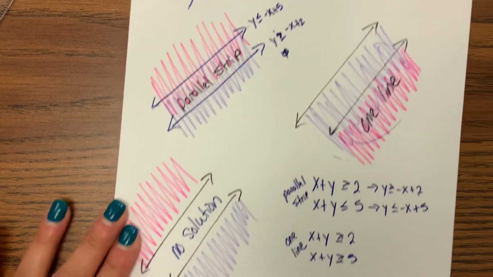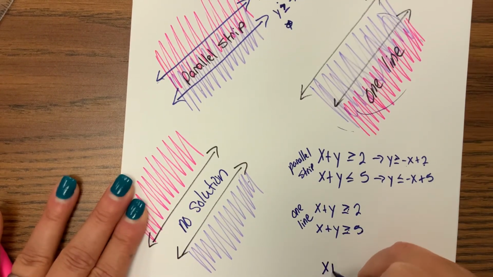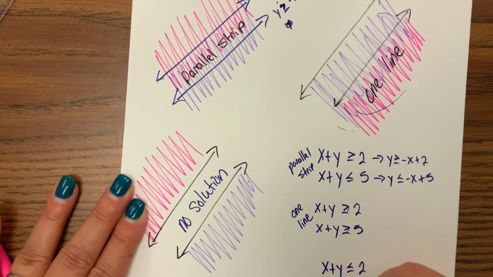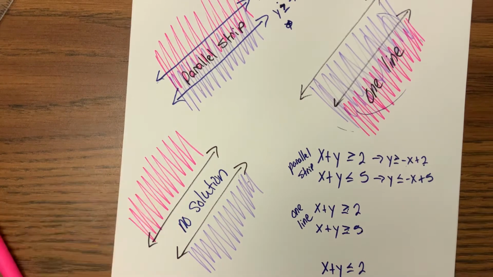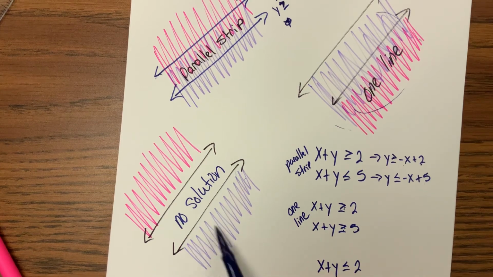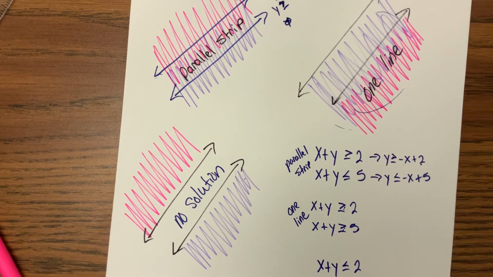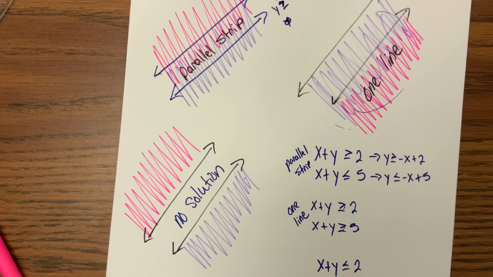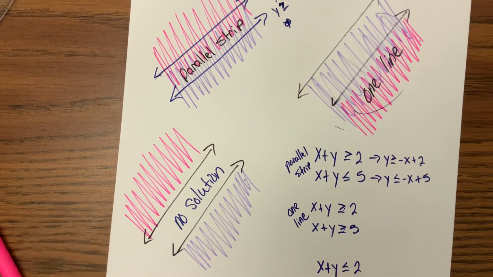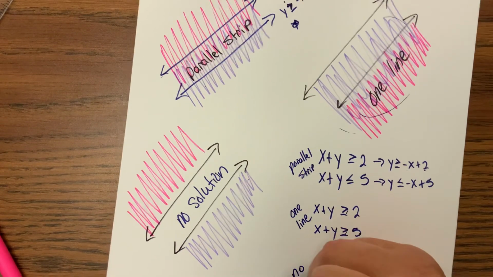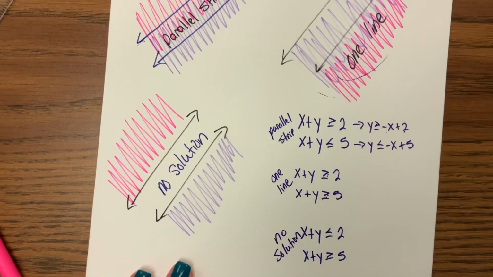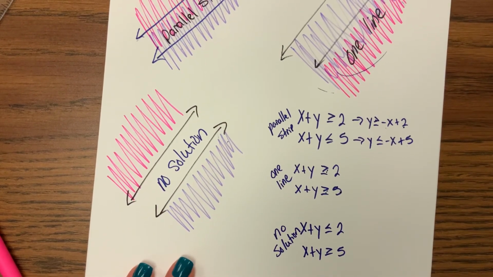Okay, the last set we're going to talk about is x plus y is less than or equal to 2. Remember, I'm using the same lines. So this one is less than my bottom line, and this one's greater than my top line. Well, guess what? These won't ever meet in the middle, will they? So this is a no solution. Okay, so that kind of goes over 7 and 8.